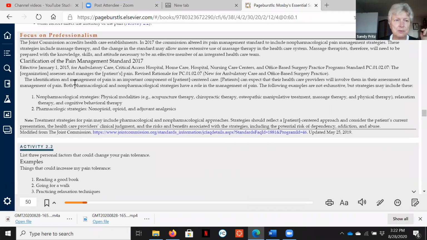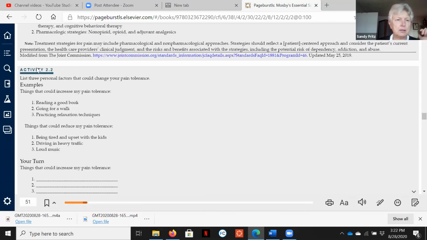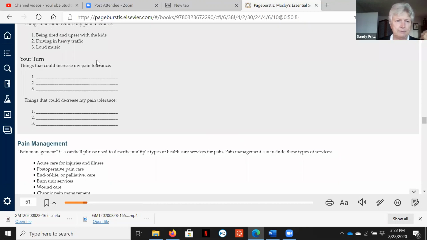Always stop and read. Your focus is on professionalism. This one happens to be about the Joint Commission and how they are incorporating non-pharmaceutical treatments, therapeutics in the treatment of pain. So another little activity, always do these. You don't have to spell it right. It can be messy, but it's a way of translating new short-term information into your long-term memory.